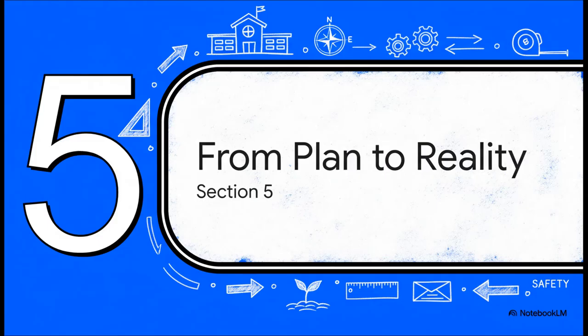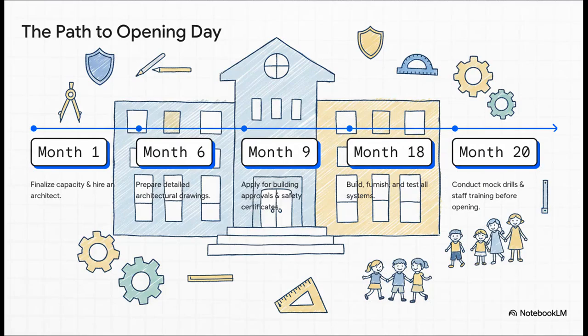All right, the blueprint is done, the systems are planned, we are in the home stretch now. This last section is all about the practical steps that take you from a plan on paper to the very first day of school. This timeline gives you a pretty realistic look at how it all unfolds. It all kicks off with hiring a good architect. And notice how applying for approvals happens way before any real construction begins. And that last step, it's maybe the most important. Before you open, you have to test everything and run mock drills. Make sure your staff knows exactly what to do in an emergency.